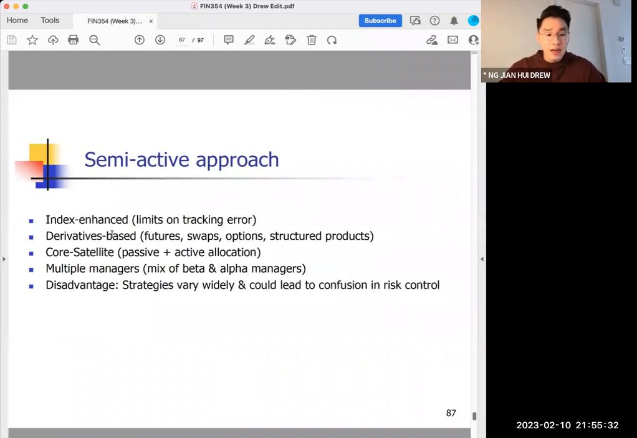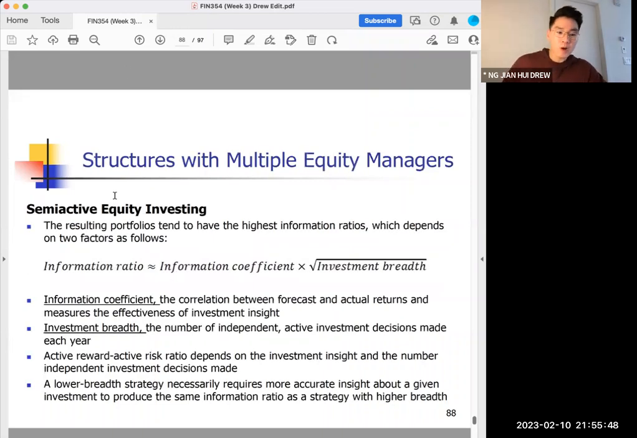All right. So these are various ways. I talked about derivative based, so these are like structured products. Okay, we'll mention this core and satellite strategy. And let's look at it. Okay.